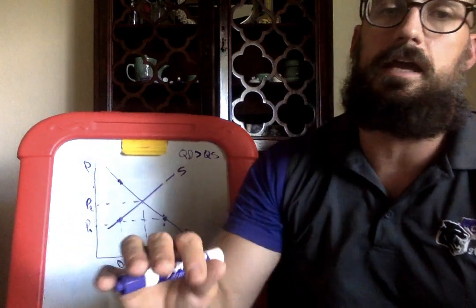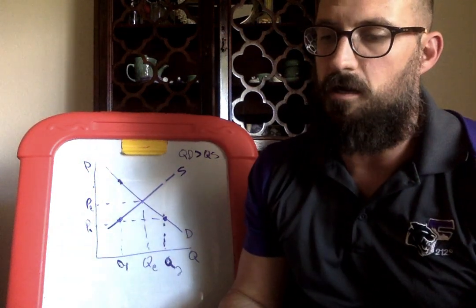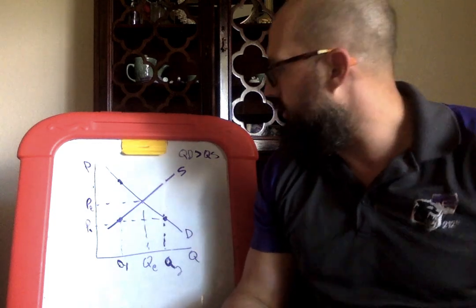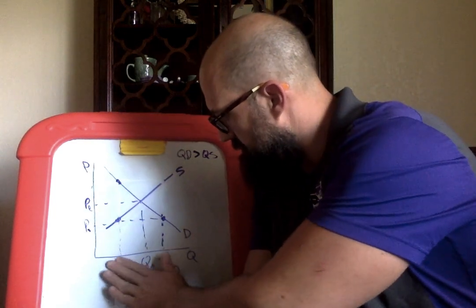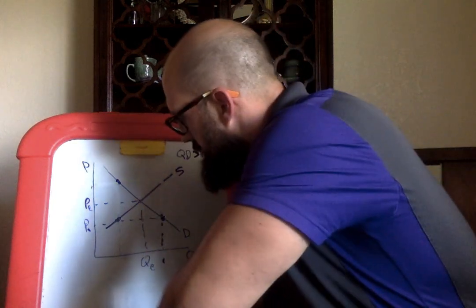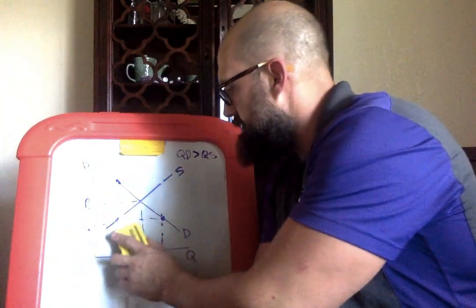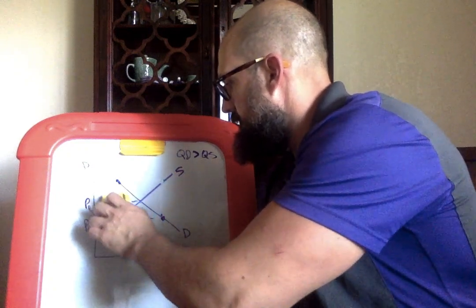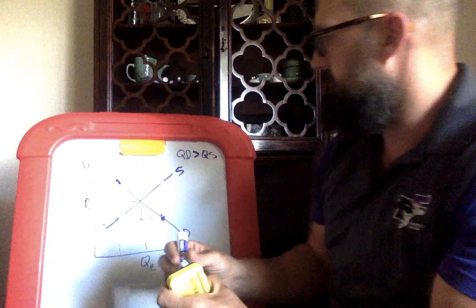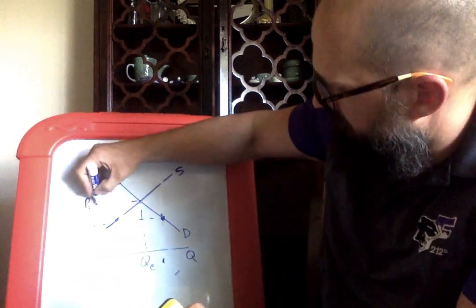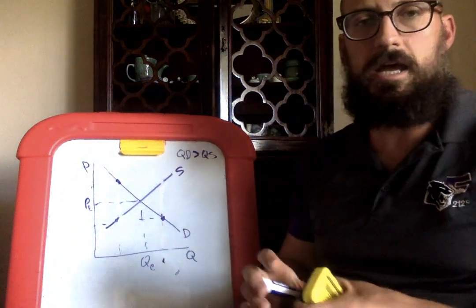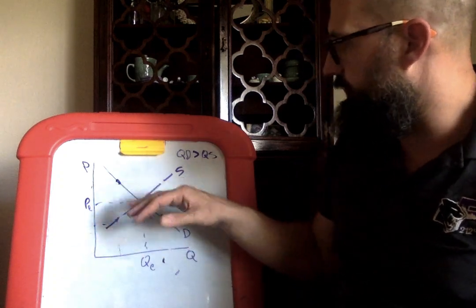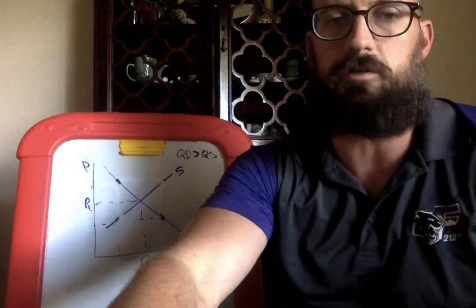Now, let's go ahead and look at shifting your supply and demand curve. So let me get rid of some of this stuff here so it's a little bit clearer. Keep that equilibrium point right there. All right, so you have an equilibrium point, or you have your simple supply and demand model here.